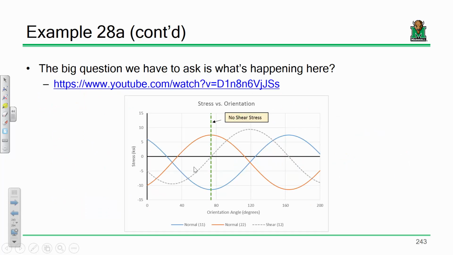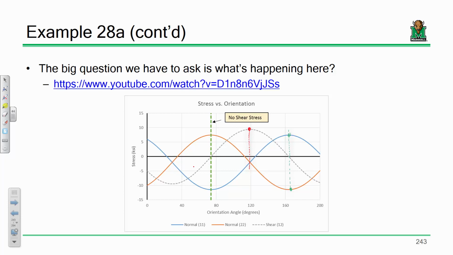But look what happens at those locations. What's your shear stress equal? 0. That's a really interesting point. See, look at this. Same thing happens over here, okay? Where you have 0 shear stress, you have maximum normal stress. And where your normal stresses equal one another is where your shear stress is maximized. Everybody see that?